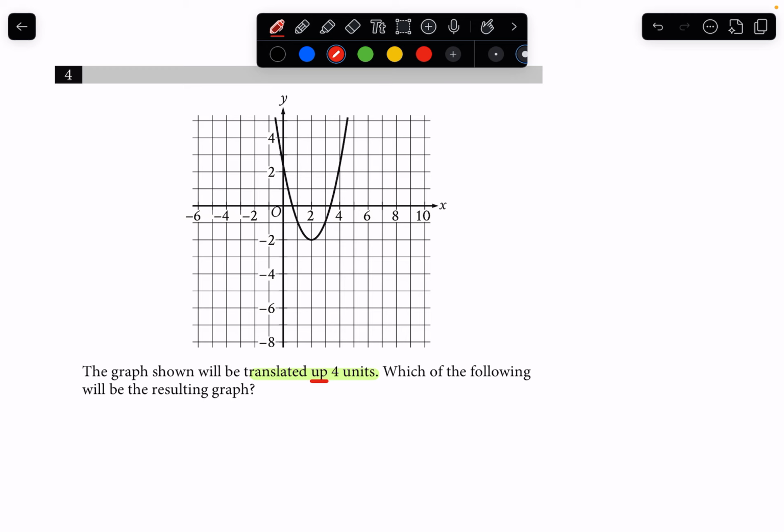So the graph is going to get increased by a plus 4. So we'll skip 4 units and move up. We are talking about this point at the moment. This is going to be our first unit, this is going to be our second unit, this is going to be our third unit, and this is going to be our fourth unit. So the parabola and the lowest point on the parabola would look something like this now. The shape stays the same, just moved 4 units upwards on the y coordinate.